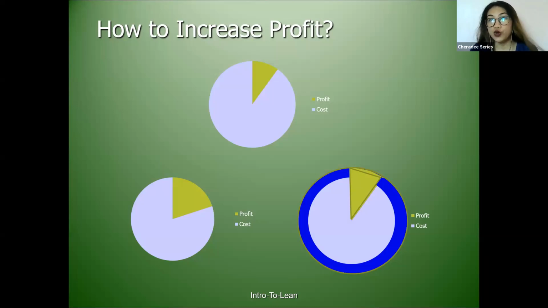Agreed? So, instead of selling it at 150, let's say 190 na lang, para mas dako ang profit. But with the Toyota Production System, or lean manufacturing, they go back to the reasons why there is so much cost. So they minimize the cost to maintain the price and increase the profit.